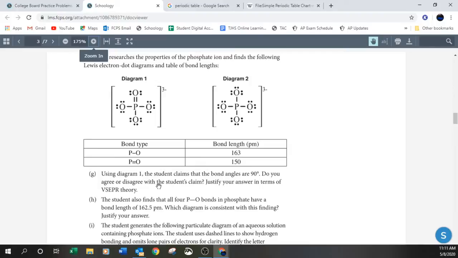Now the interesting thing is for letter H, it's almost a gimme, because they tell you the bond length of a single and they tell you the bond length of a double. And in this case, obviously, if the student finds all the bonds, now how they would find it is irrelevant to our purposes.